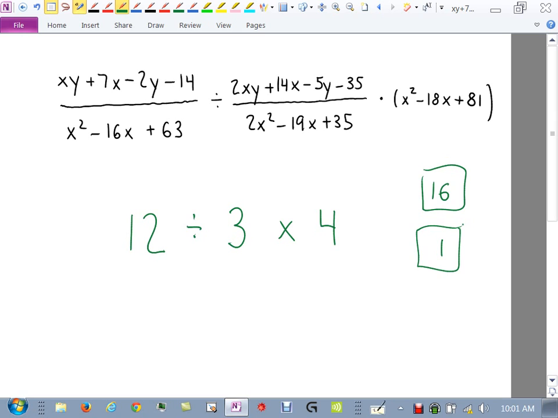Could you do the 12 times the 4 first, then divide by 3? You know what I'm saying? Like this one, and then divide by 3? Mm, I guess you could. So you see that there's two different answers here. So we have to have some system in place that we all agree what to do first, right? Do we do the division first? Do we do the multiplication first?